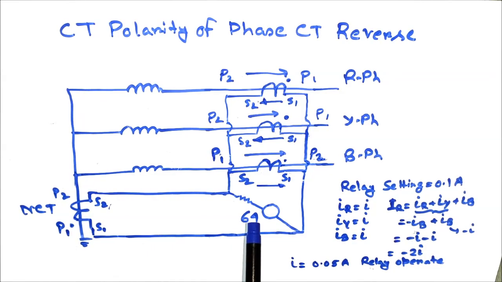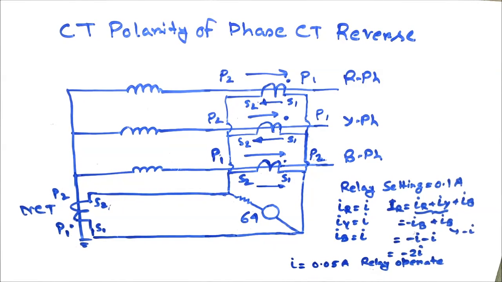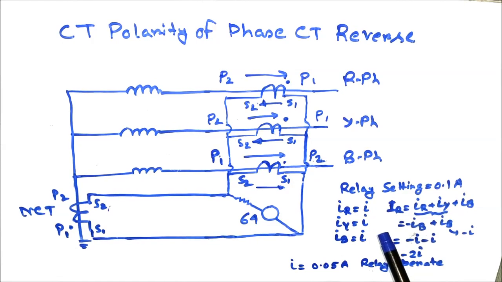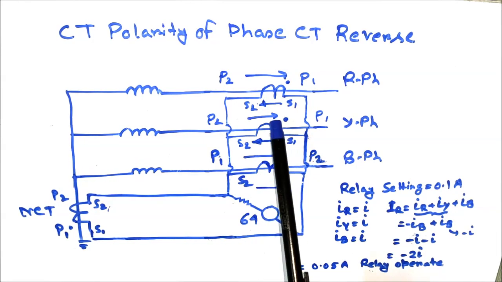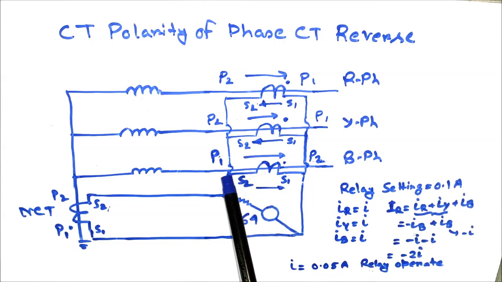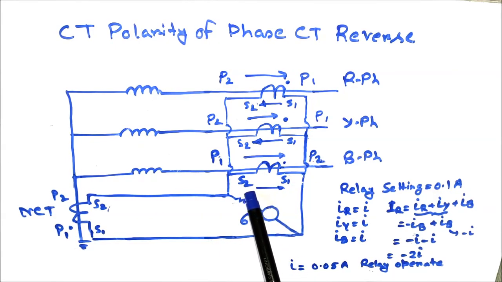Now under load condition, we will consider how the relay acts under normal load condition. Now the relay setting is 0.1 ampere. 0.1 ampere secondary current flow and the relay will operate. Now consider that all the secondary phase currents are I under normal load condition. That is, IR in the secondary side of the red phase is I, and for the yellow phase it is again I, and for the blue phase it is I, but the direction of the current for the red phase is from S1 to S2, for the yellow phase is again S1 to S2, but for the blue phase, as the direction of the current on the primary side is from P1 to P2, the direction of the current from the secondary terminal is from S2 to S1.